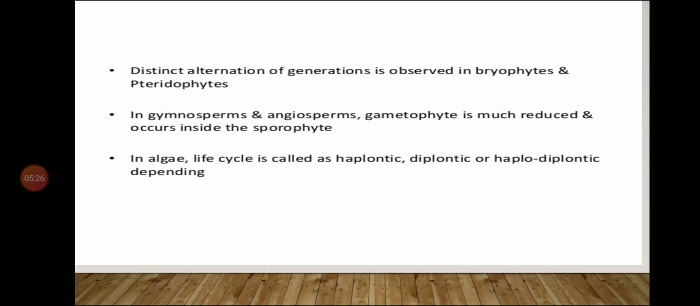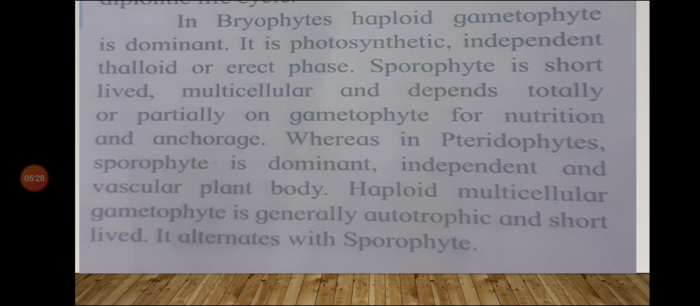Before that, let us see what happens in bryophytes. In bryophytes, the haploid gametophyte is dominant. It is photosynthetic, that means it prepares its own food material. Since it prepares its own food material, it does not depend on any other organism. So it is independent, a thalloid or erect phase.